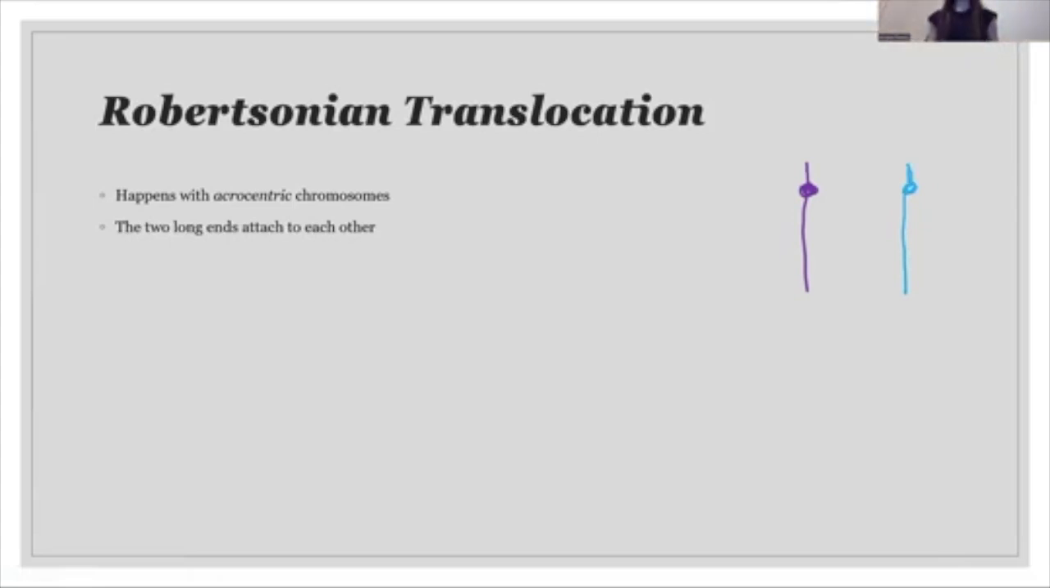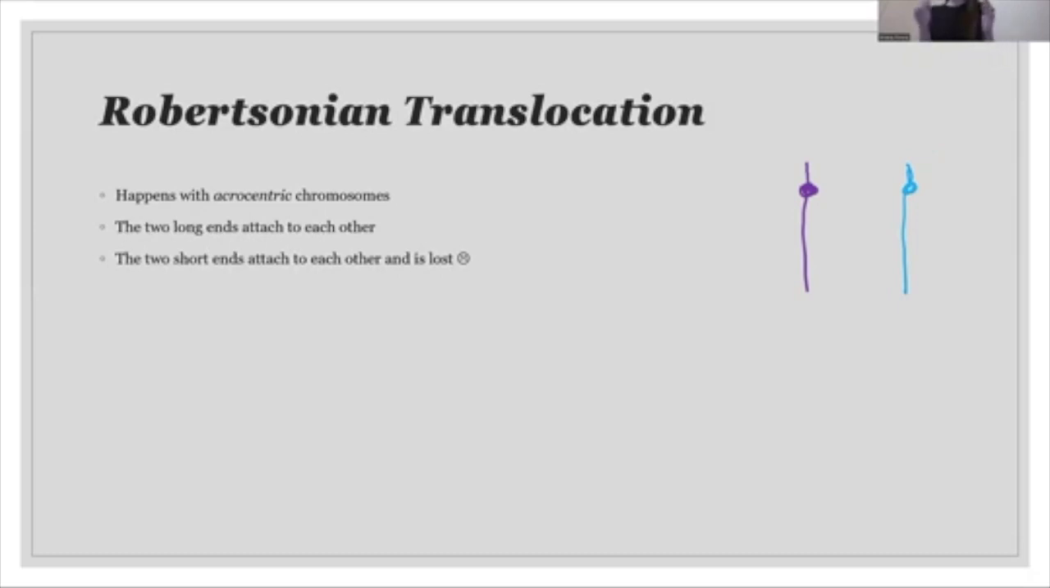keep in mind that these would be non-homologous pairs. So in translocations, we're talking about non-homologous pairs. That means like chromosome 1 and chromosome 7, or in the case of Down syndrome, chromosome 14 and chromosome 21. The 2 long ends are going to attach together, and the 2 short ends are going to attach together. And those 2 short ones, when they attach together, are going to be lost.